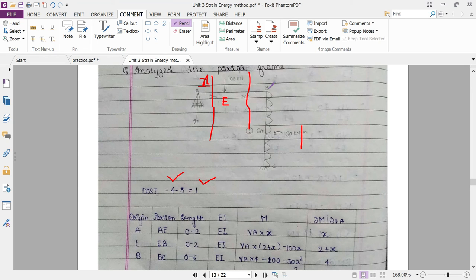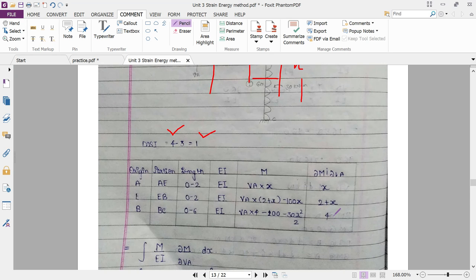Now consider the portion BC. So B will be the origin. Take the section as X here. So VA into 4 is there, minus 100 into 2 is 200, then minus 30 into X square by 2, that is equal to 4, like this.